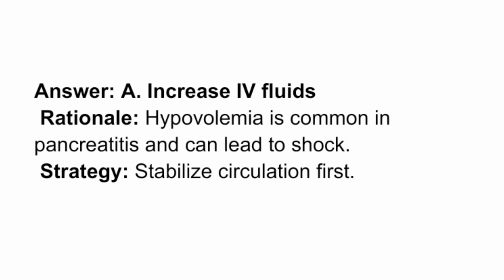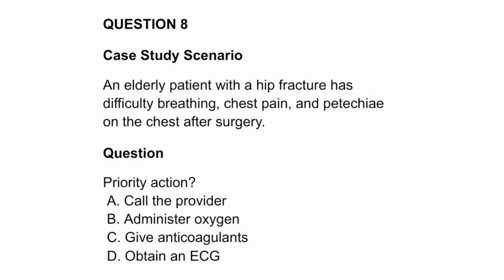Rationale: hypovolemia is common in pancreatitis and can lead to shock. Strategy: stabilize circulation first. Question 8. Case study scenario. An elderly patient with a hip fracture has difficulty breathing, chest pain, and petechiae on the chest after surgery. Question: priority action. A. Call the provider. B. Administer oxygen. C. Administer anticoagulants. D. Obtain an ECG.